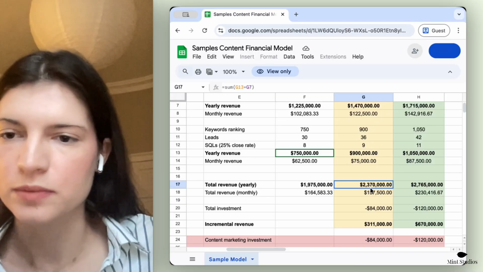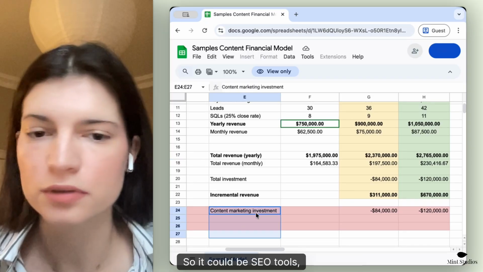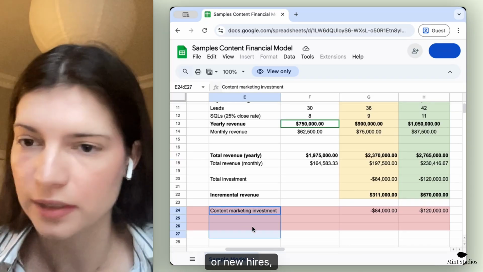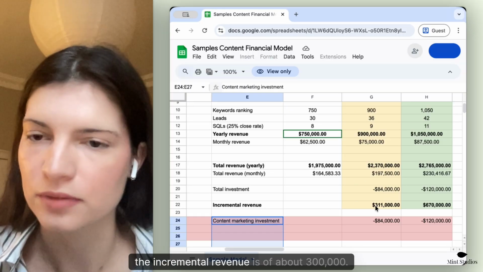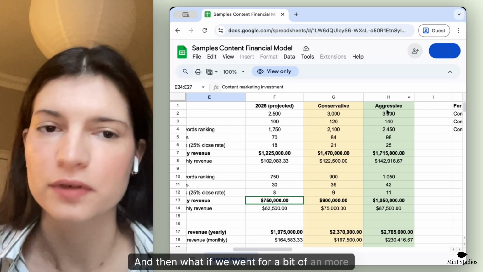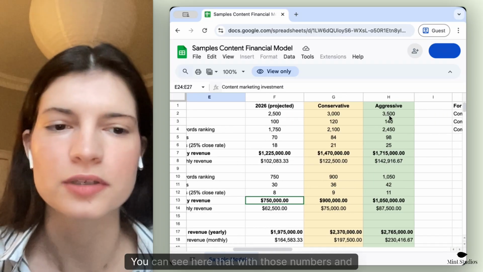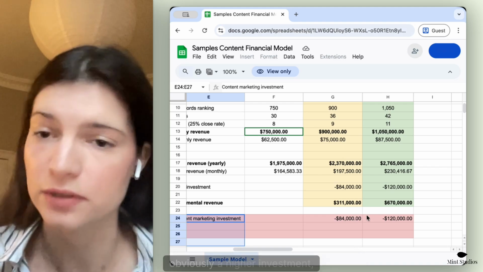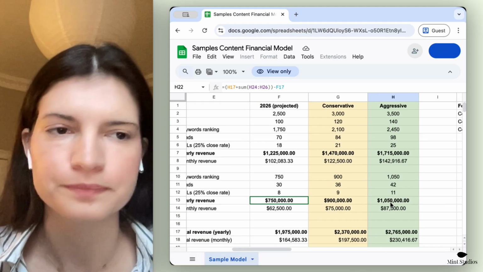There's going to have to be an investment to do that. So this is where you can add different things. So it could be SEO tools, freelancers, agencies, or new hires, anything like that. And you can see that considering the investment, the incremental revenue is about 300,000. And then what if we went for a bit of a more aggressive model, 40%, for example? You can see here that with those numbers and maybe obviously a higher investment, the incremental revenue would be 670,000.